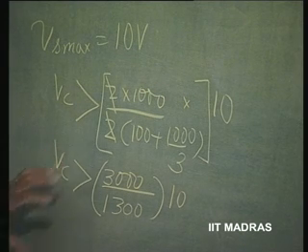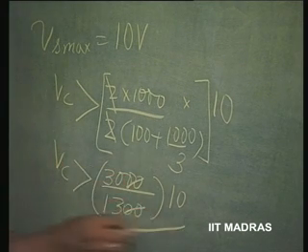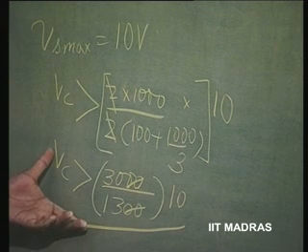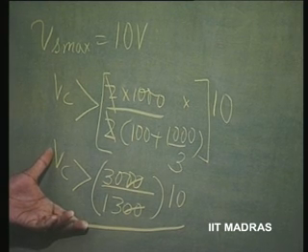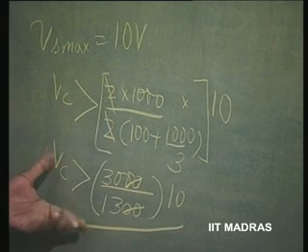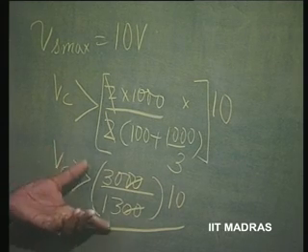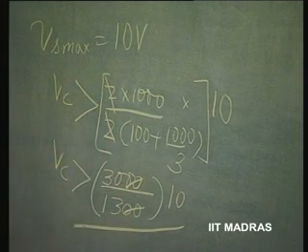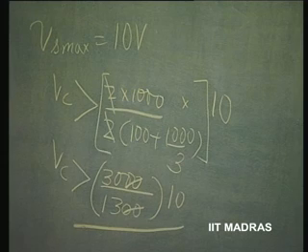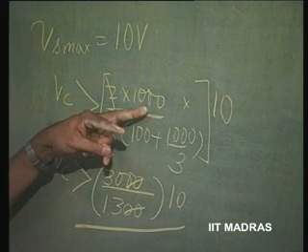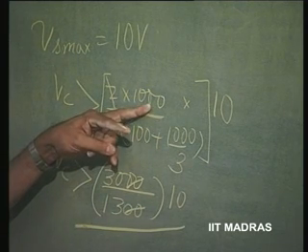So, we should take care to see that the magnitude of Vc that should be maintained should be greater than this value, about 3 times this, which means 30 volts. And therefore, it all depends upon how you select the value of Rc.